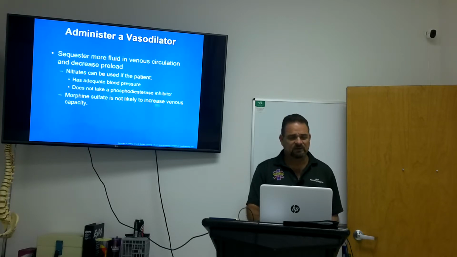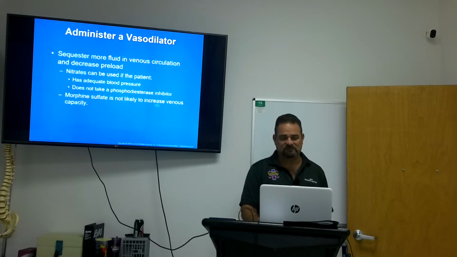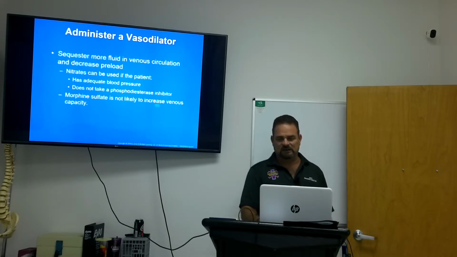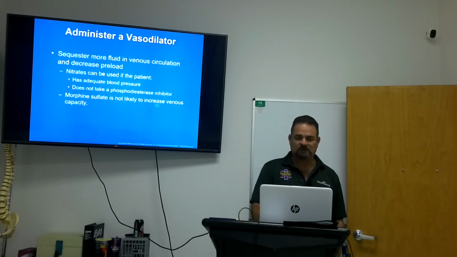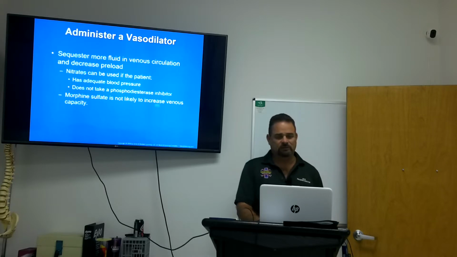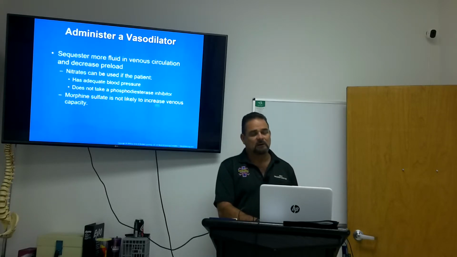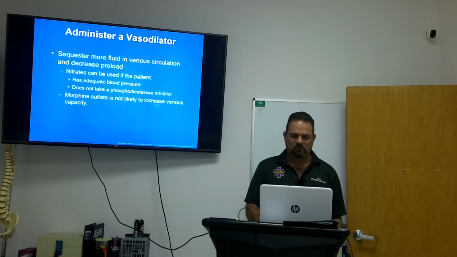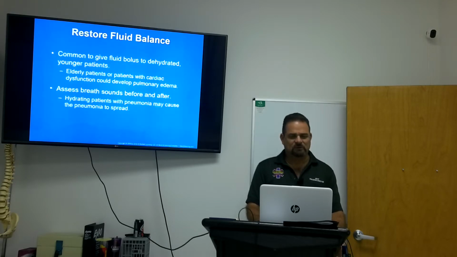Treatments for pulmonary edema cause vasodilation. They sequester more fluid in the venous circulation and decrease preload. So you're sequestering that fluid in venous circulation, and therefore you're decreasing preload. This works very, very well in our patients that are in heart failure. Nitrates can be used if the patient has adequate blood pressure and does not take phosphodiesterase inhibitors. Morphine sulfate is not likely to increase venous capacity. It does decrease anxiety.